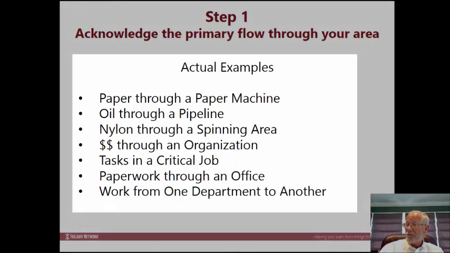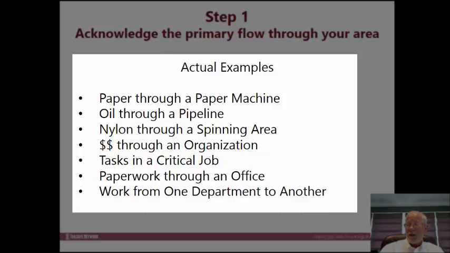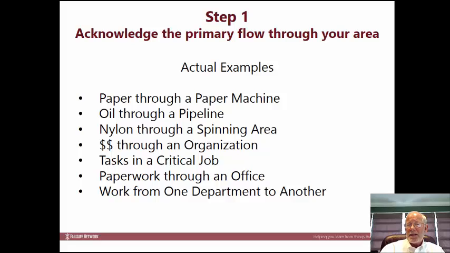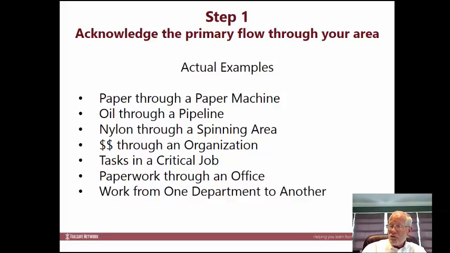Examples of primary flow through areas are these. By the way, all of these examples are things we've actually done this on. Paper through a paper machine. Oil through a pipeline. Nylon through a spinning area. Dollars through an organization. Tasks in a critical job, paperwork through an office, or work from one department to another. That's step number one, to acknowledge this primary flow through your area.